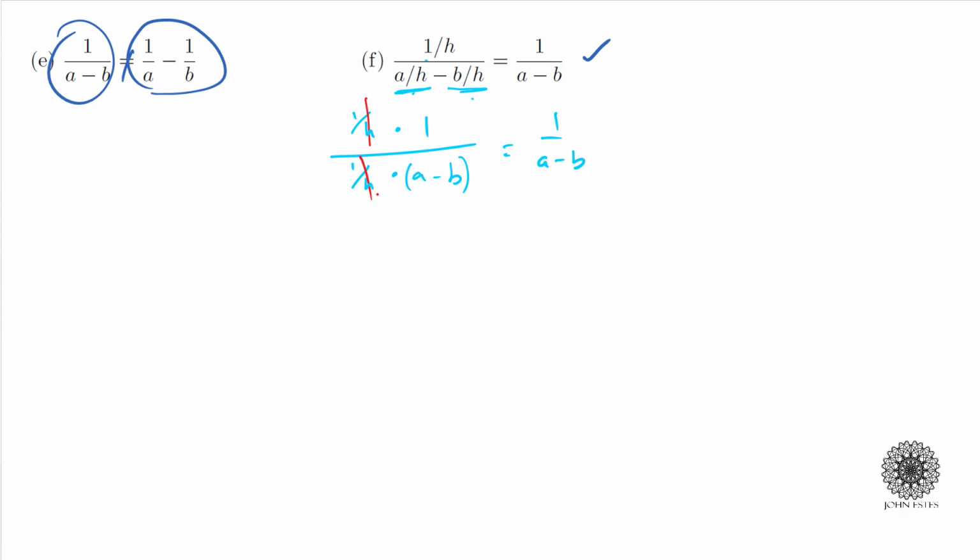Great. I hope this clarifies some mystery about algebra. Algebra is not magic or witchcraft or alchemy. The rules are consistent, even though students sometimes feel like they're not.